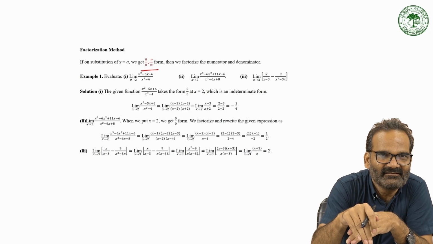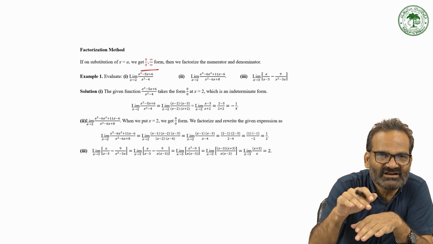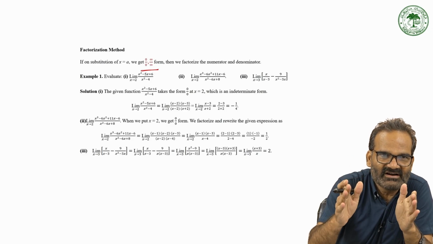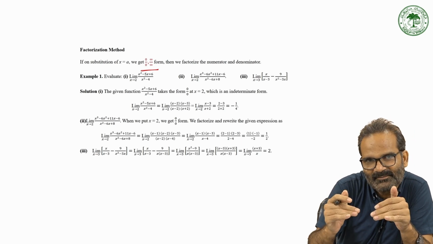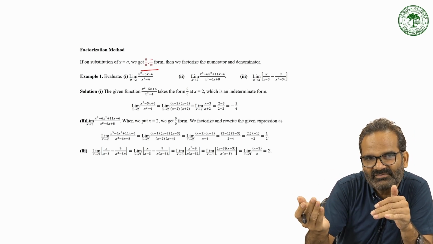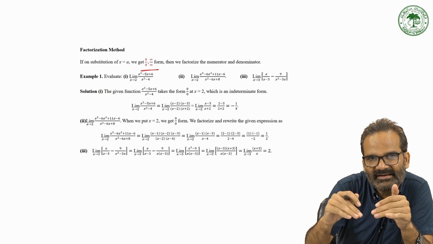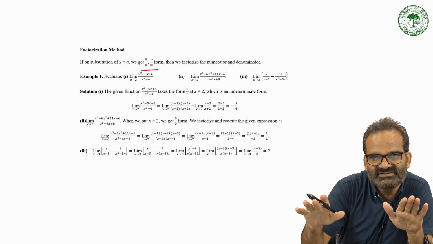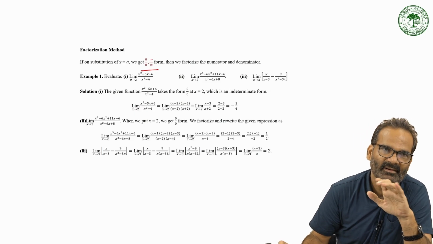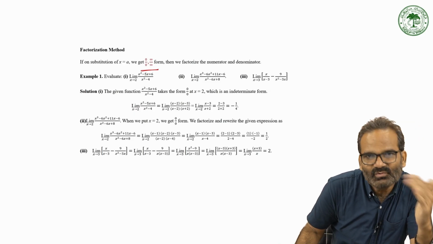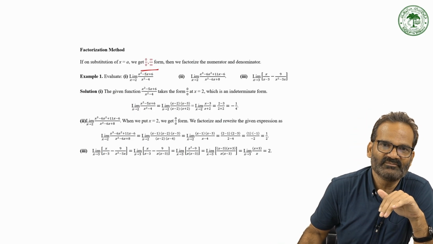Clear? Let me explain once more. Whenever a function of the type f(x) upon g(x) is given to you, first use the method of direct substitution. If you get a finite number, your solution is achieved. If you get 0 upon 0 or infinity upon infinity, then method 1 fails. Method 2, that is the factorization method, comes into play.